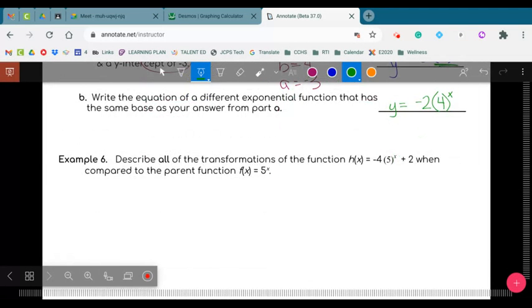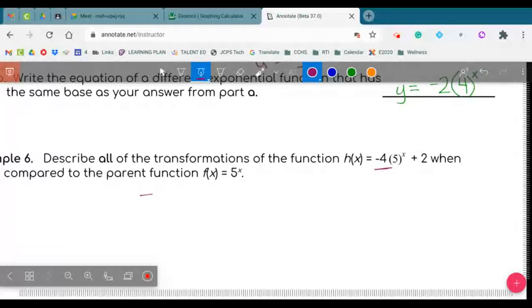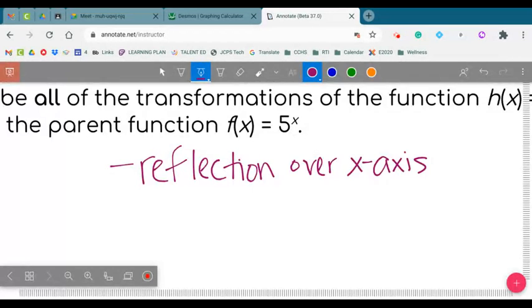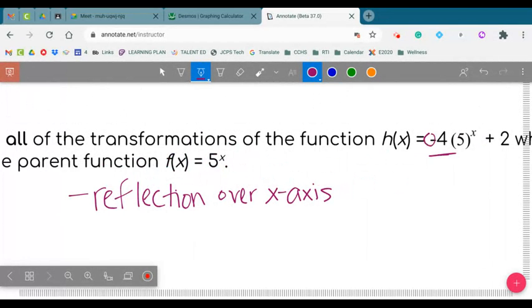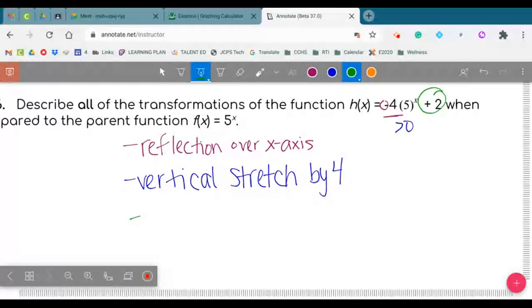Last one is transformations. So remember, we can have up to 3. We need to look at our a value. Our a value is, since it is negative, there's a reflection over the x-axis. So that's the negative sign. Since it is bigger than 0, it is a vertical stretch by 4. And then lastly, since it's +2 on the end, it's a shift up by 2.